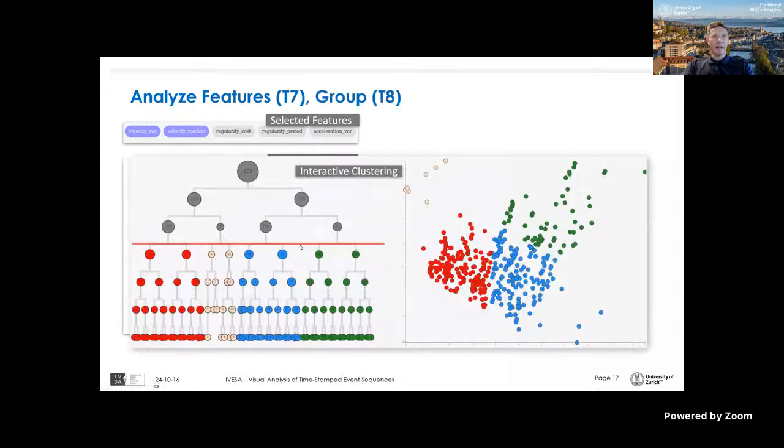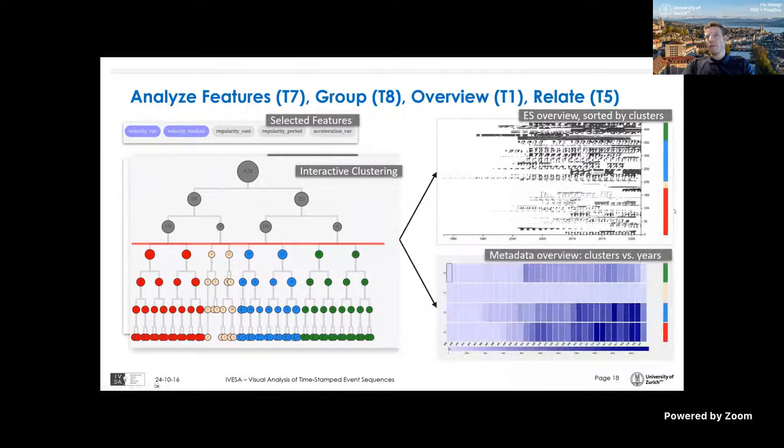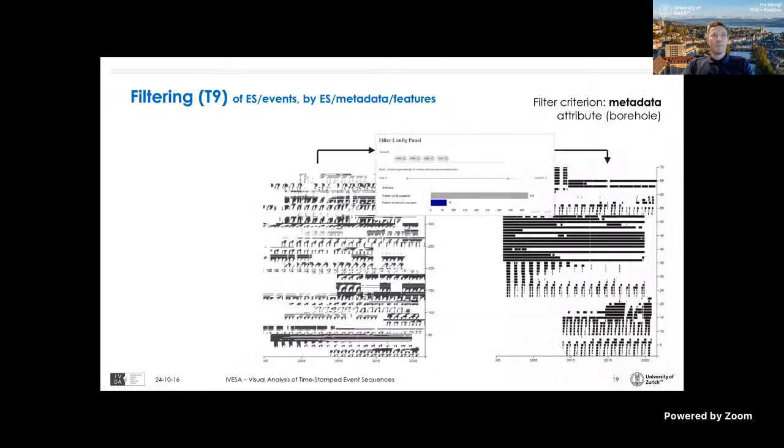This vertical line helps people to drill down to the number of clusters that are desired. Dimensionality reduction is provided to get a second perspective on that high dimensional space. And this is a visualization where the clustering is then contextualized in the views I showed you earlier. This is a filtering approach where a simple filter control panel leads to a reduced number of event sequences.